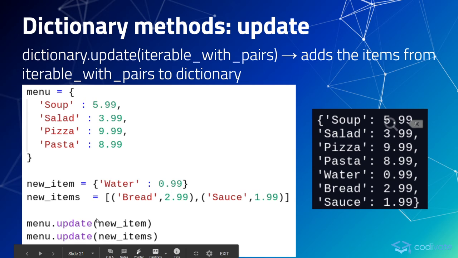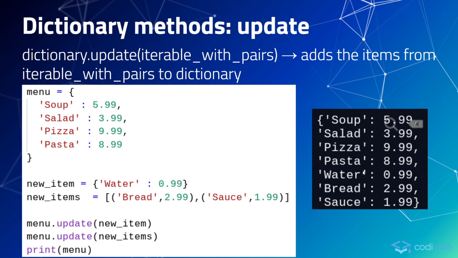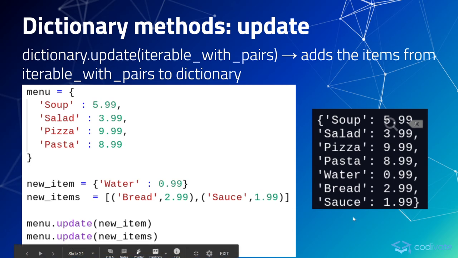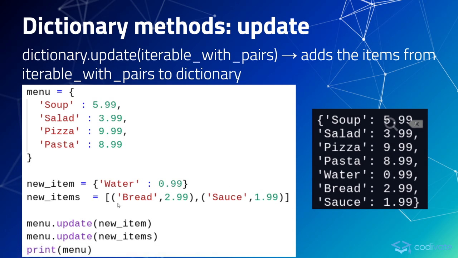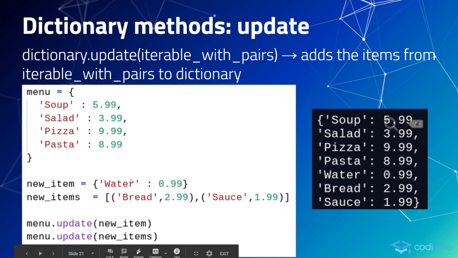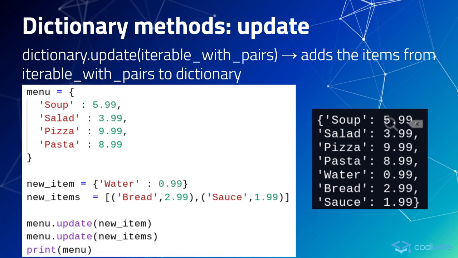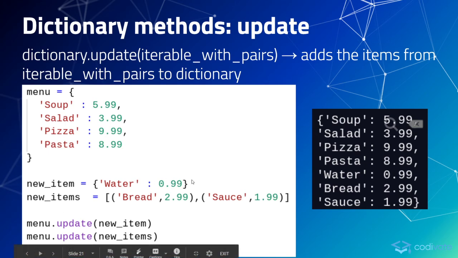And you will see that all of these items are now added to the dictionary as key value pairs once we print them out. Water, bread, sauce with their corresponding prices are all now inside this dictionary. The update method, to sum it up, is used to add things to a dictionary. You could do it using other dictionaries or just other iterables with pairs. Iterables, just a quick reminder, is anything we can loop through or anything that has multiple items.